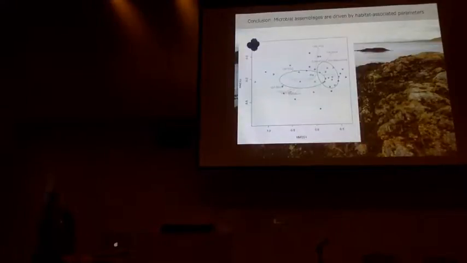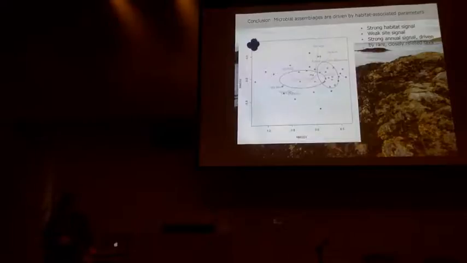So in this survey of microbial community composition across these 4 sites, I found a strong habitat signal, a weak site signal, and a strong annual signal that was explained by these rare, closely related taxa. So from this chapter, I can conclude that microbial assemblages are driven by habitat-associated parameters.